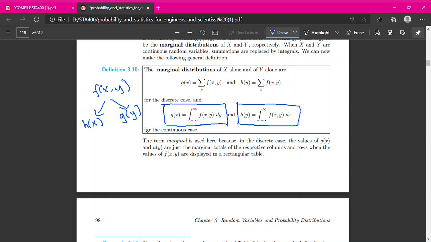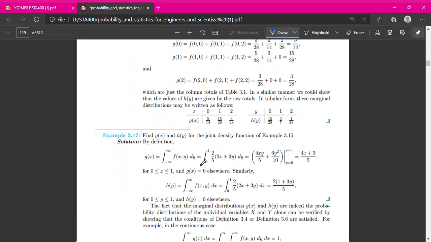Untuk dapatkan marginal for y, you need to integrate the joint function with respect to x. Kita balik. Ini nak dapatkan marginal x, kena integrate with respect to y. Dapatkan marginal y, kena integrate with respect to x. So, the interval here should be the interval for a variable x. Okay. So, nanti you akan dapat function in terms of x. Untuk marginal x, you akan dapat function in terms of x. Untuk marginal y, you akan dapat function in terms of y.